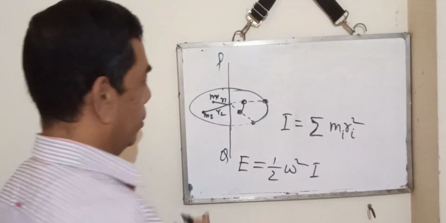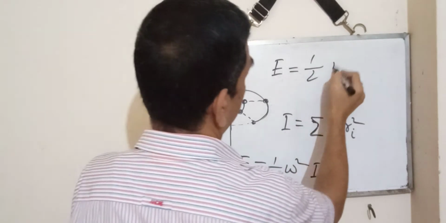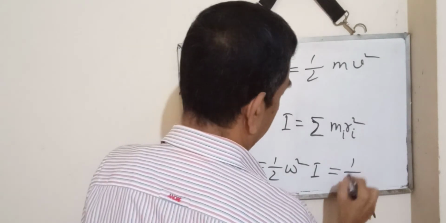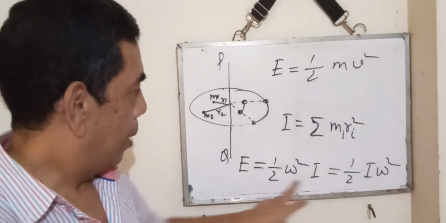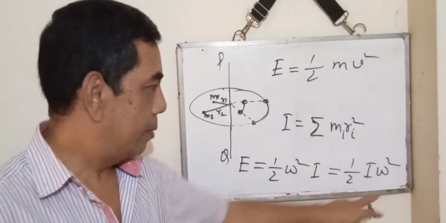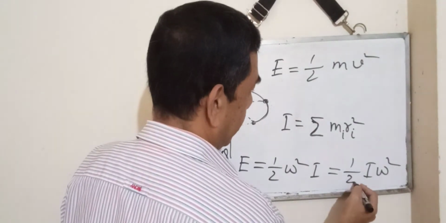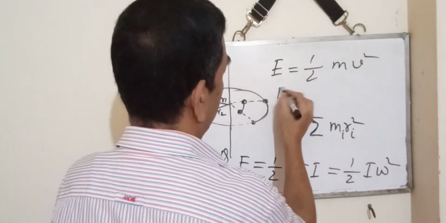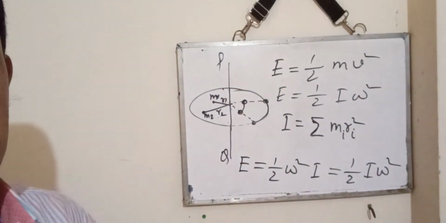You know, kinetic energy E equals half m v square. Here you can write half I omega square. You may also rearrange it like this: equal to half I omega square. Very similar.